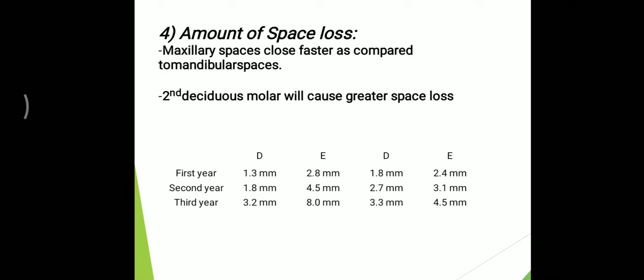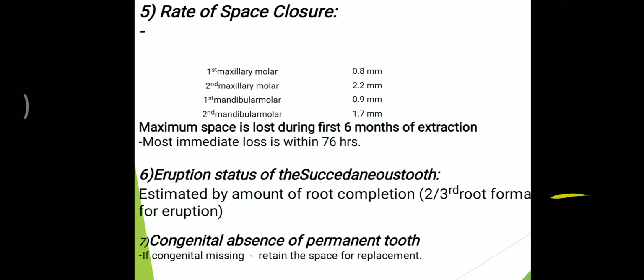And now let's see about the fourth point, that is the amount of space loss. Maxillary spaces close faster as compared to mandibular spaces, and loss of the second deciduous molar will cause greater space loss. Now let's see about the rate of space closure. For the first maxillary molar, it's 0.8 mm. For the second maxillary molar, it's 2.2 mm. For the first mandibular molar, it's 0.9 mm. And for the second mandibular molar, it's 1.7 mm. Maximum space is lost during the first 6 months of extraction. The most immediate loss is within 76 hours.